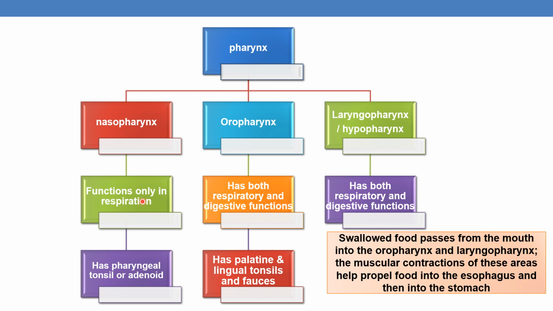One more important point is nasopharynx houses the pharyngeal tonsil or adenoid. Adenoids are located in the nasopharynx, whereas palatine and lingual tonsils and fauces are located in the oropharynx. The swallowed food passes from the mouth into the oropharynx and laryngopharynx. The muscular contractions of these areas help propel the food into the esophagus and then into the stomach. That is the digestive function of oropharynx and laryngopharynx.